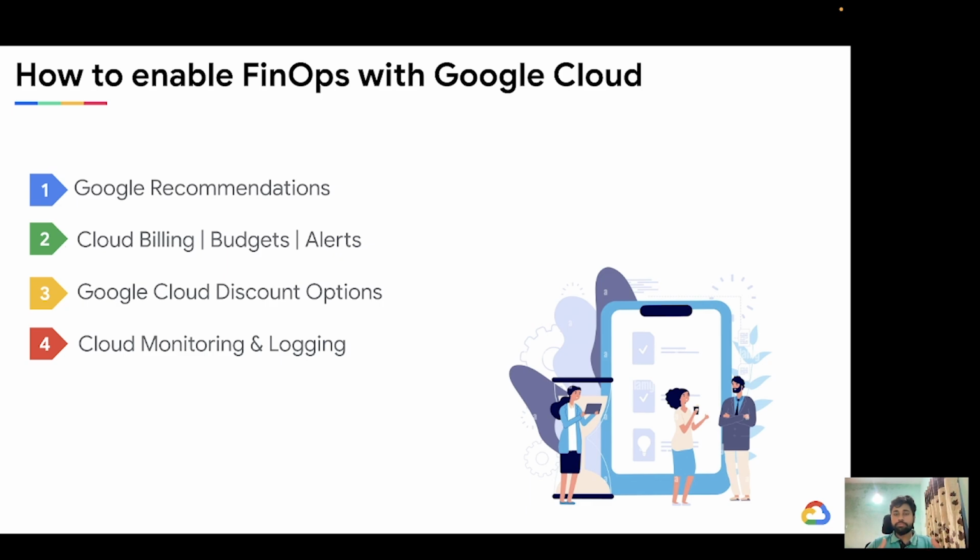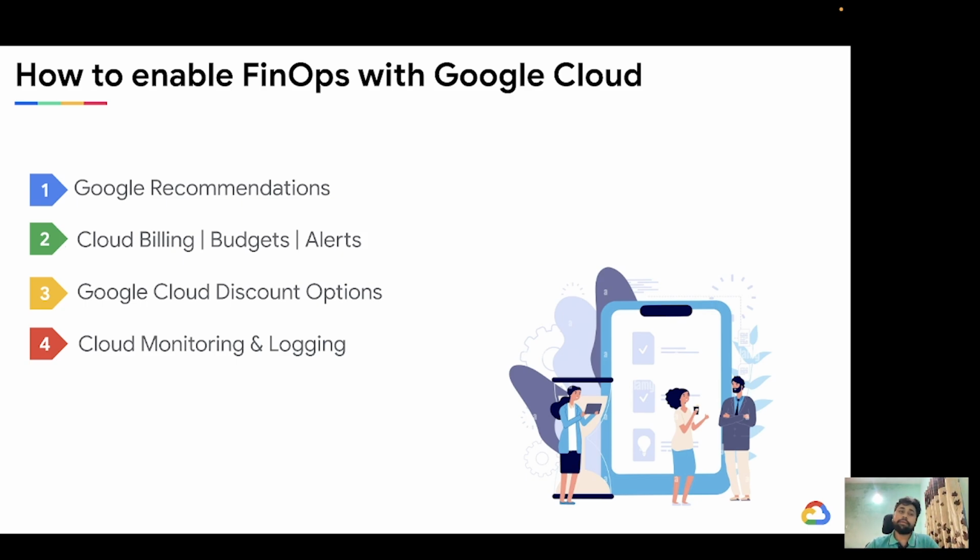So now we know what cloud FinOps is and what the fundamental principles of cloud FinOps are. Then let's see how to enable FinOps with the use of Google Cloud. There are several ways. I just listed four major enablers in Google Cloud platform. First one is Google recommendations. In your cloud platform, Google will help you by recommending memory or CPU sizing or usage, so that you can scale up or scale down your specific VM.